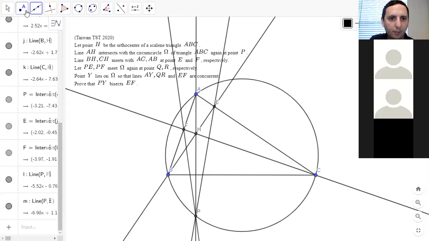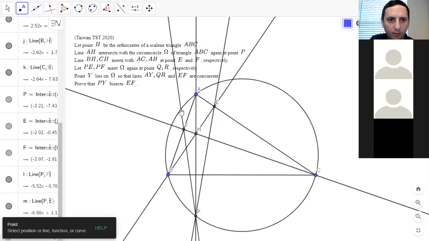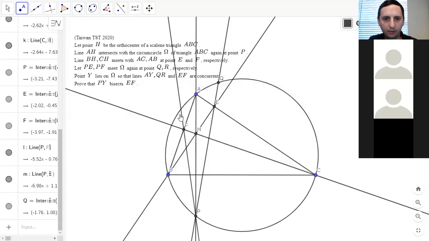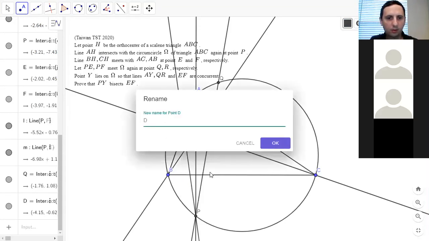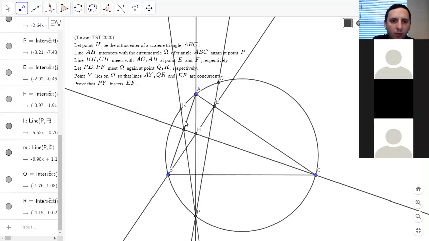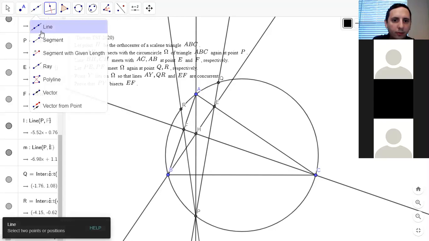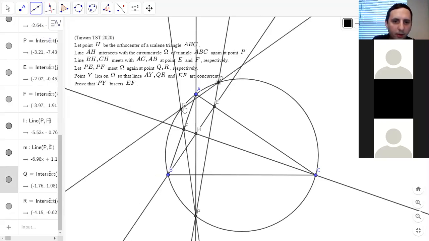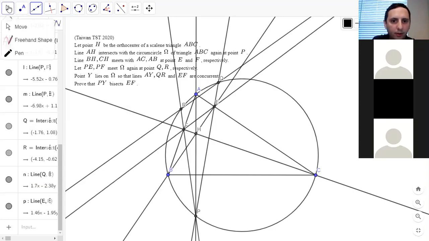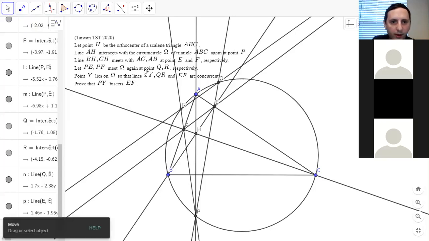And I think A is actually the midpoint of QR. So PE meets it at Q. Well, actually, now I'm not sure about that. I don't think A is necessarily the midpoint of QR, is it? And then AY, QR, and EF are concurrent. Okay, so I wonder if they're all concurrent on line BC. Not positive, but, oh no, they're not concurrent on BC. So AY, QR, and EF.